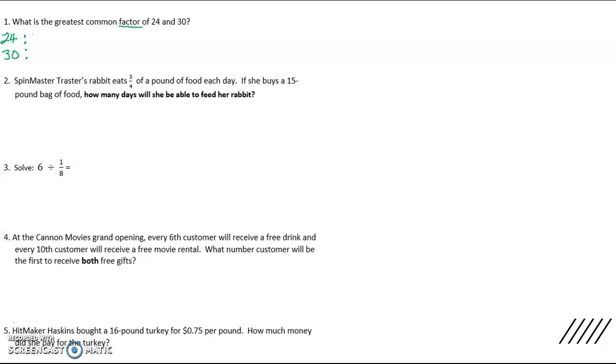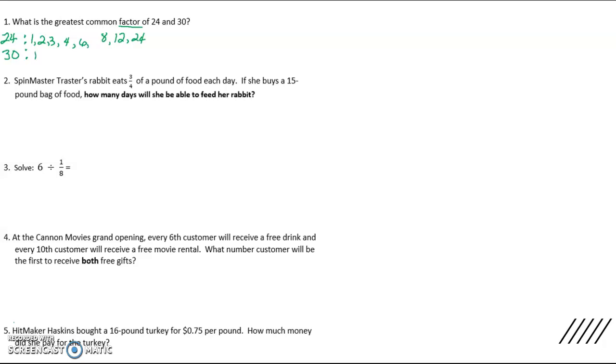I know 1 goes into 24. 1 times 24. It's an even number, so 2 times 12. And then 3 times 8. And 4 times 6. All right, so now let's look at 30.